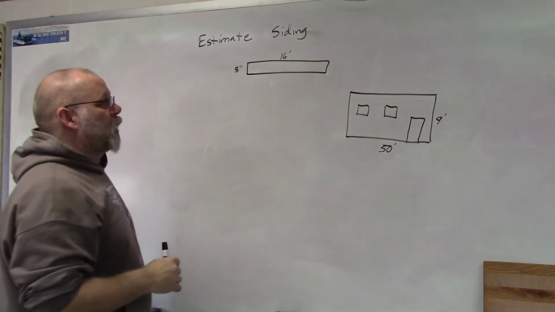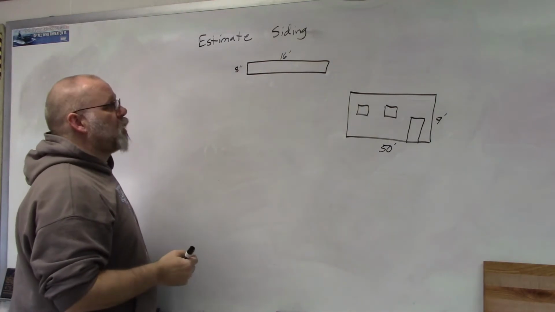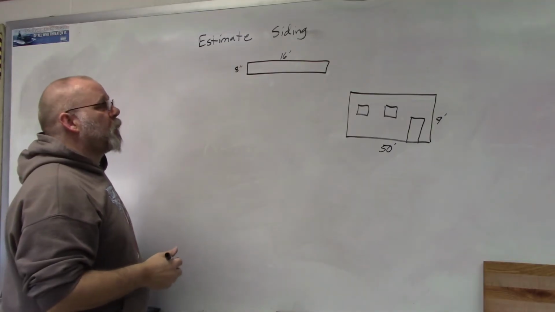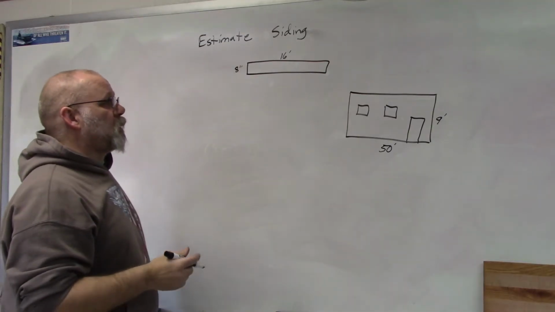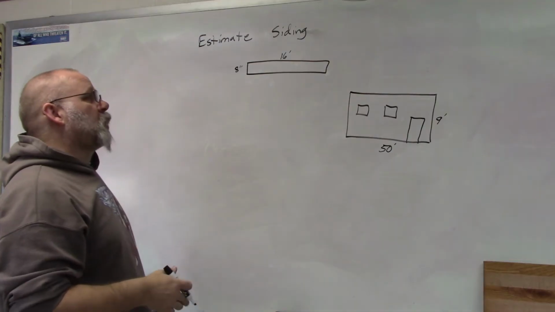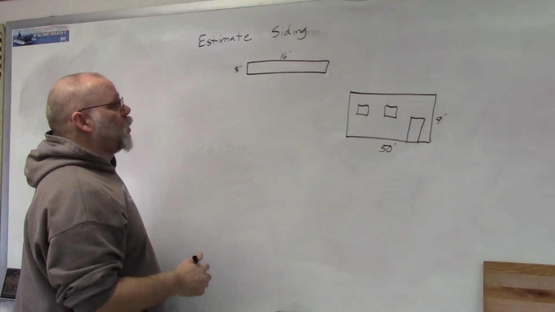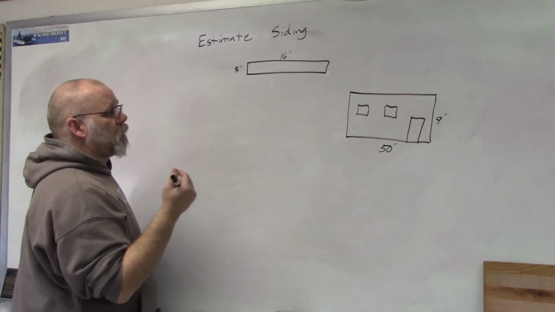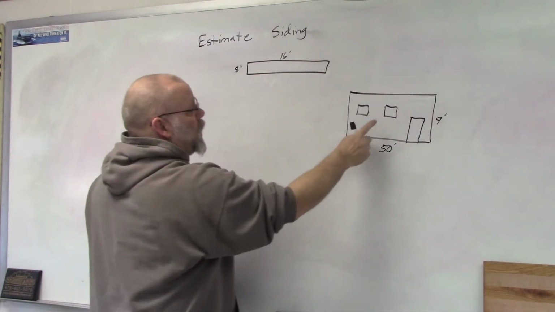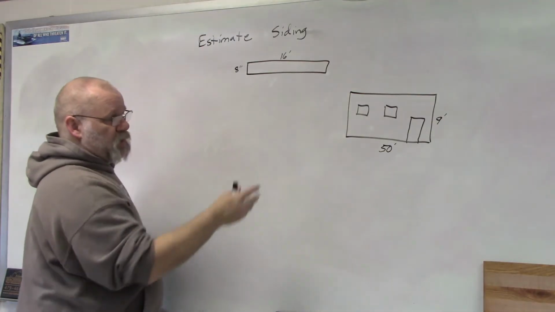SmartSide is a compressed OSB and it's primed on the one side. So all you have to do is paint the ends. When you put it up, then you can paint it. It's already primed. All right. So what we're going to do is figure out how many sheets of this it would take to do that side of the house.